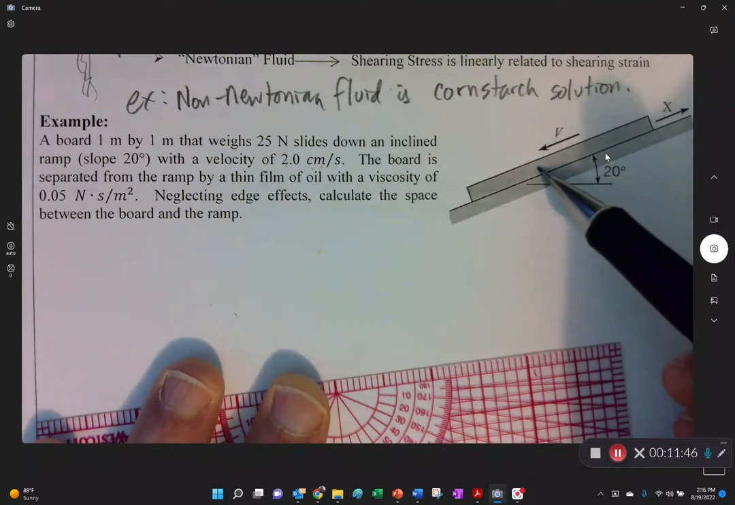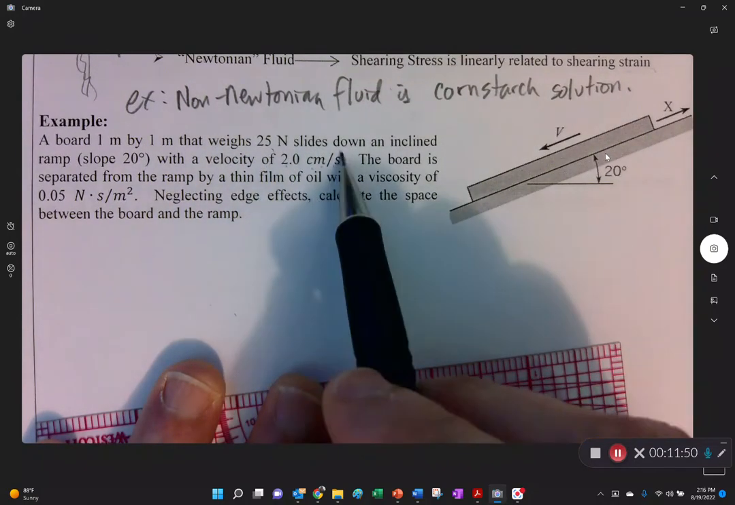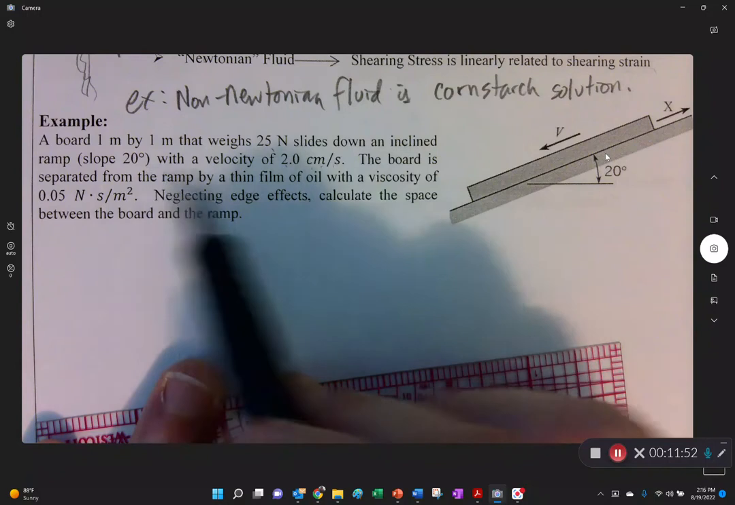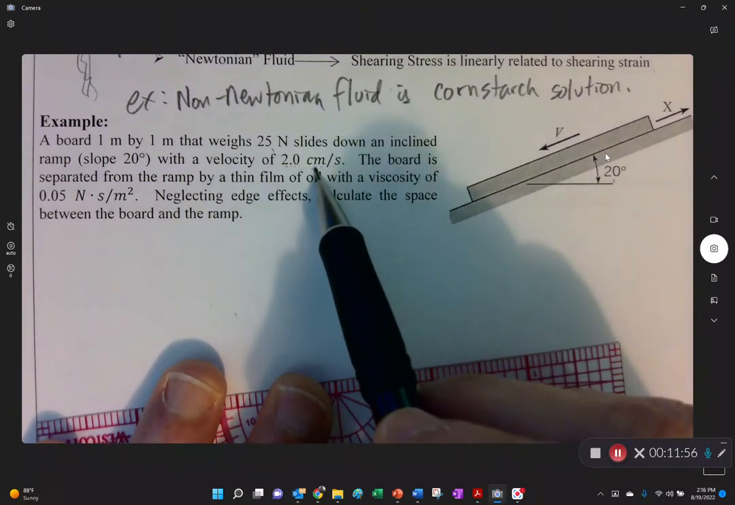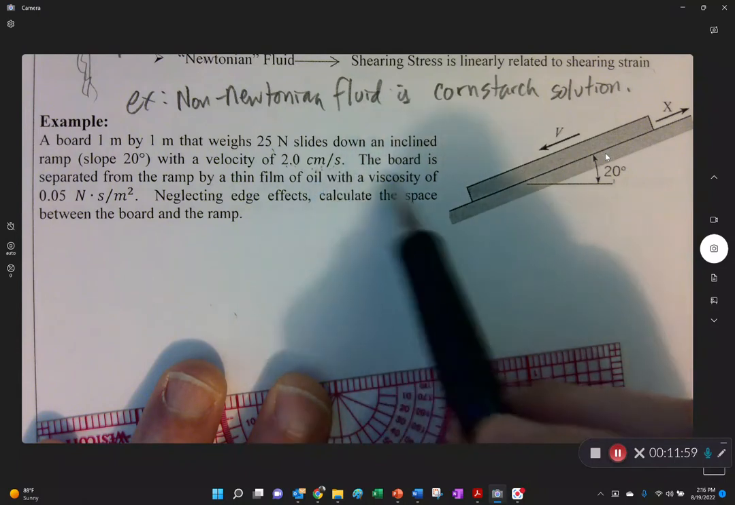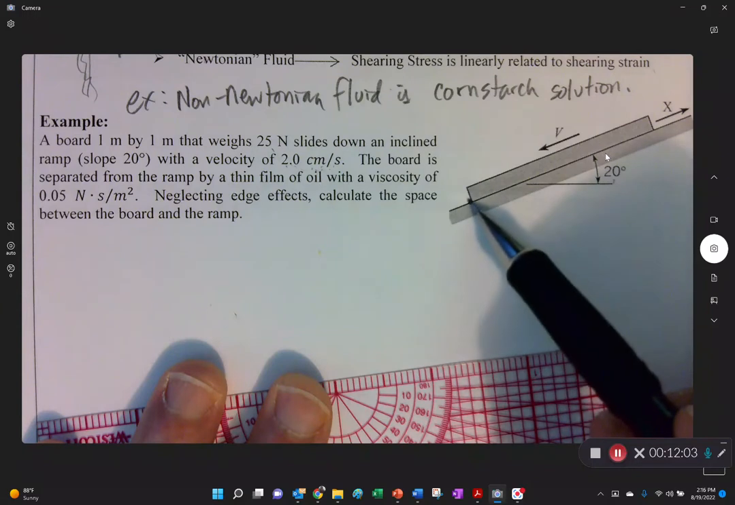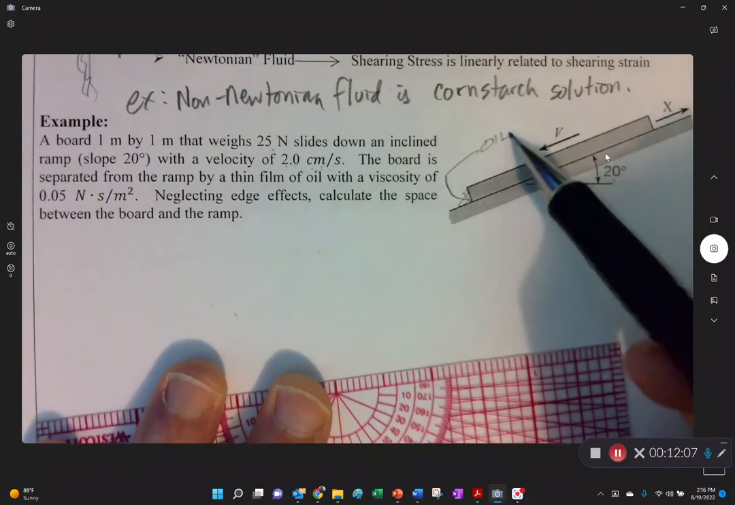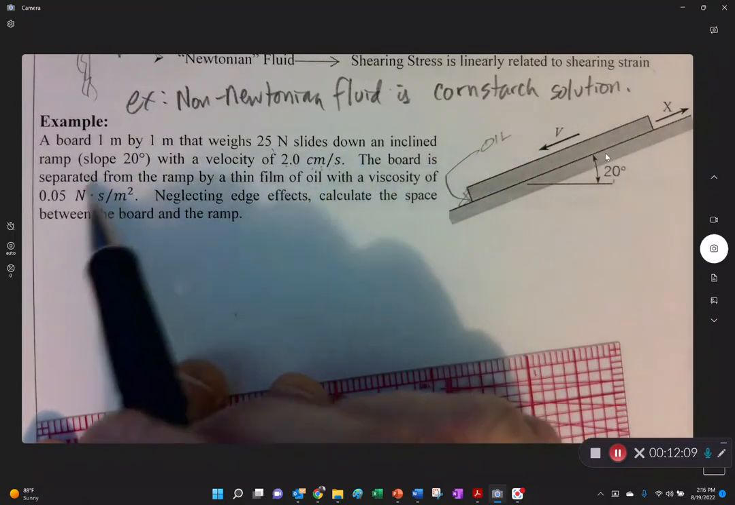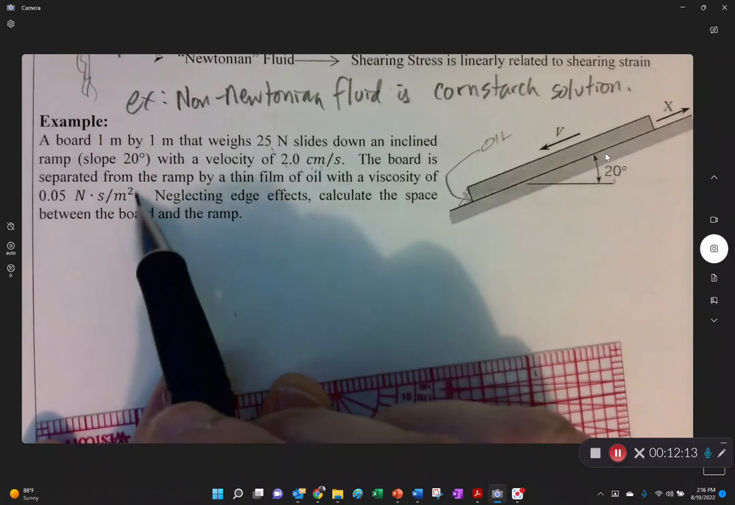Anyway, this plate is 1 meter by 1 meter, and it weighs 25 newtons, and it slides down the slope at 20 degrees at a velocity of 2 centimeters, I hate centimeters, per second. The board is separated from the ramp by a thin layer of oil. So there's oil inside there, you just can't see it because it's very thin, with a viscosity of 0.05 Newton second per meter squared.